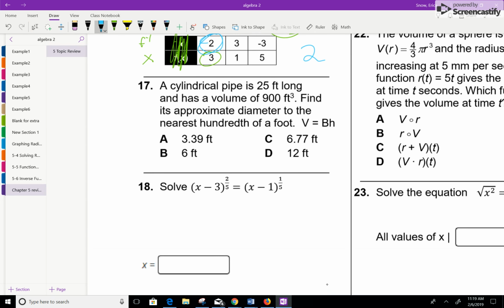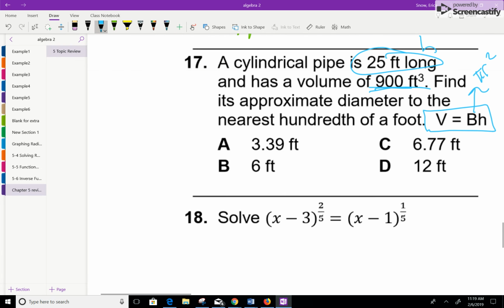This one, a cylindrical pipe is 25 feet long and has a volume of 900 feet cubed. What is the approximate diameter to the nearest hundredth of a foot? So volume is base times height, but you need to know that the base of a cylinder is a circle, which is pi r squared. So if this is the volume and this 25 foot long is our height, I'm going to zoom in over here to do this one.